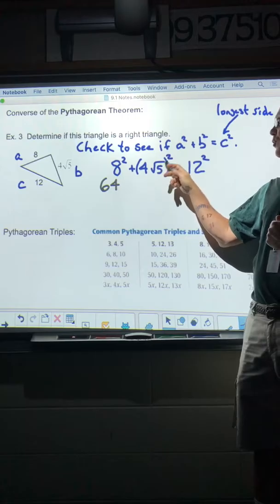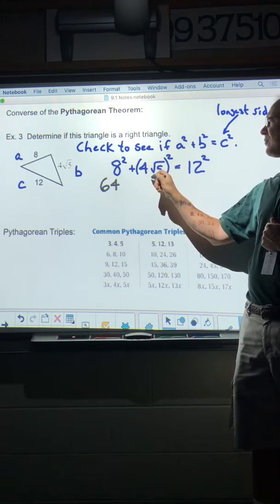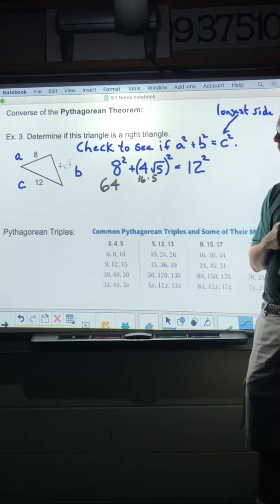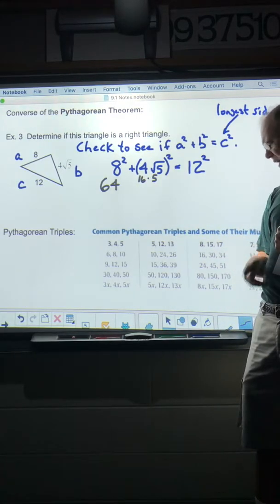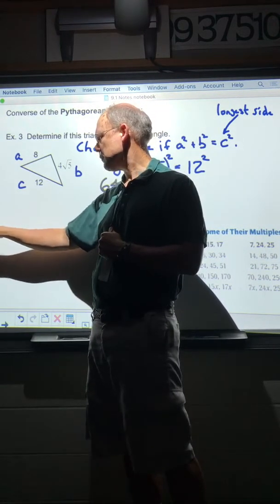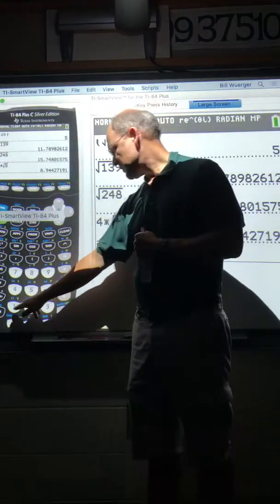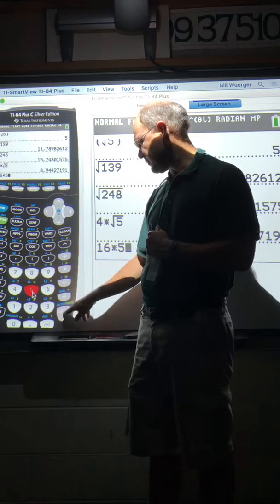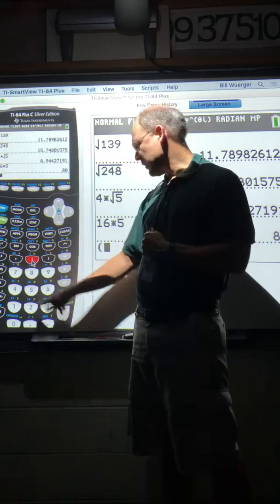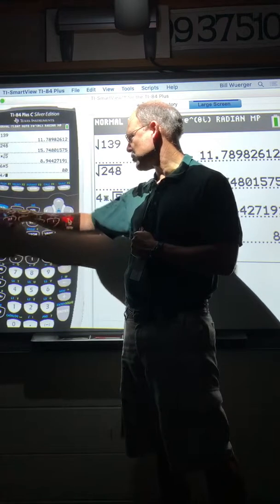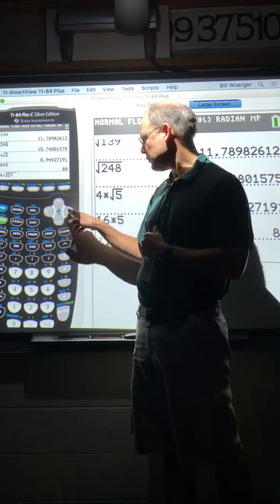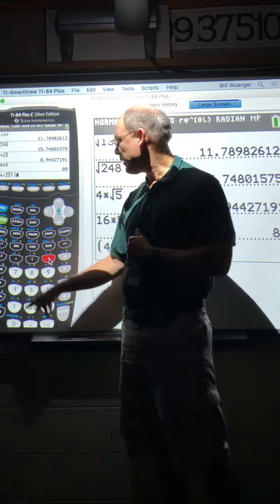If we square the square root of 5, that's 5. 4 squared is 16. 16 times 5, I'm pretty sure is 80. 16 times 5 is 80. Or I could have put 4 times the square root of 5 in parentheses and squared that.